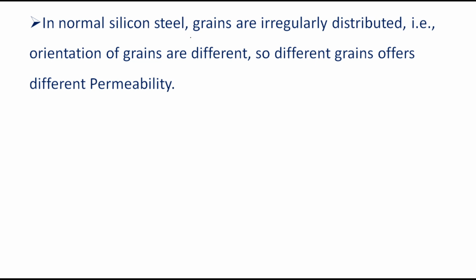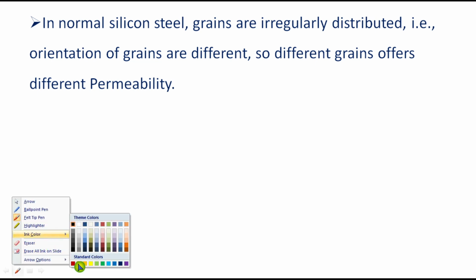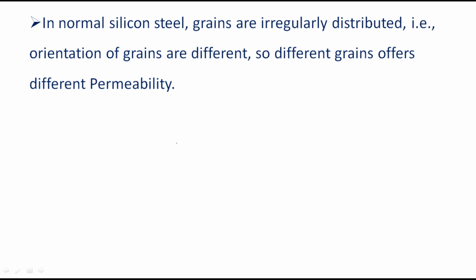So in normal silicon steel, grains are irregularly distributed, that is, the orientations of grains are different. So different grains offer different permeability. We all know that before the magnetization, all the magnetic domains are randomly distributed. Obviously the net flux should be equal to 0 due to cancelling of different domains.